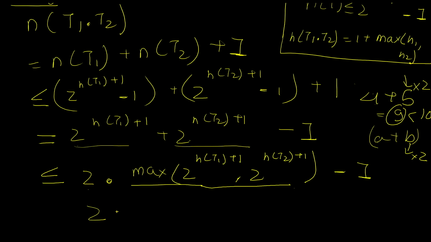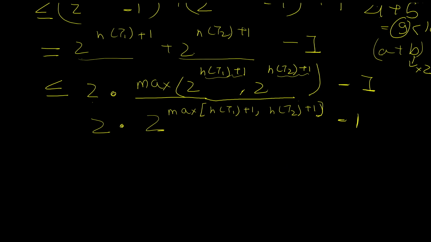Alright, so I'll just write 2 times. Now hear me out. I have 2 on the base, that is going to be the same. And the maximum of these two values will be obtained by simply taking the higher power of these two. So therefore I can take this as max of the height of T1 plus 1 and the height of T2 plus 1. And then I have a minus 1. And what is the sign in here? This time this is equal to, because it's just a rearrangement.